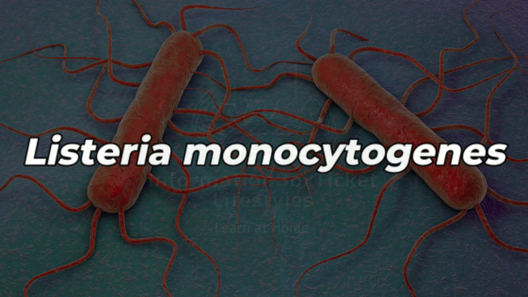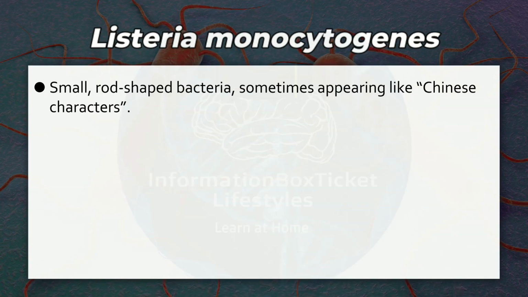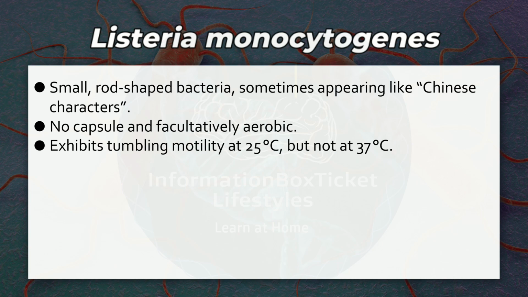Listeria monocytogenes. Small rod-shaped bacteria, sometimes appearing like Chinese characters. No capsule and facultatively aerobic. Exhibits tumbling motility at 25 degrees Celsius, but not at 37 degrees Celsius.